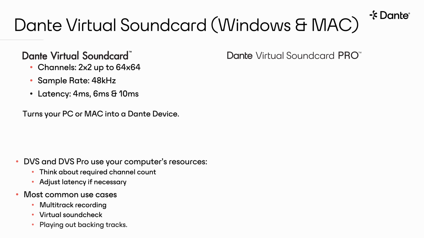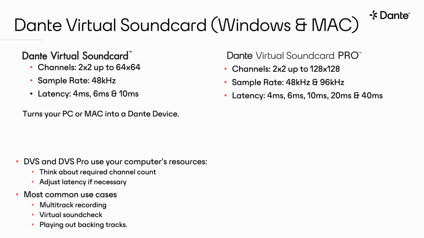In addition to the standard version of DVS, we also offer DVS Pro, which is capable of higher channel counts up to 128 by 128 at 96 kHz, with latency settings as high as 40 milliseconds. Unlike the standard version of DVS, DVS Pro is also capable of being a clock leader and using unicast clocking. If you are looking for a Dante interface that can provide a higher sample rate and higher channel counts, this version is for you.